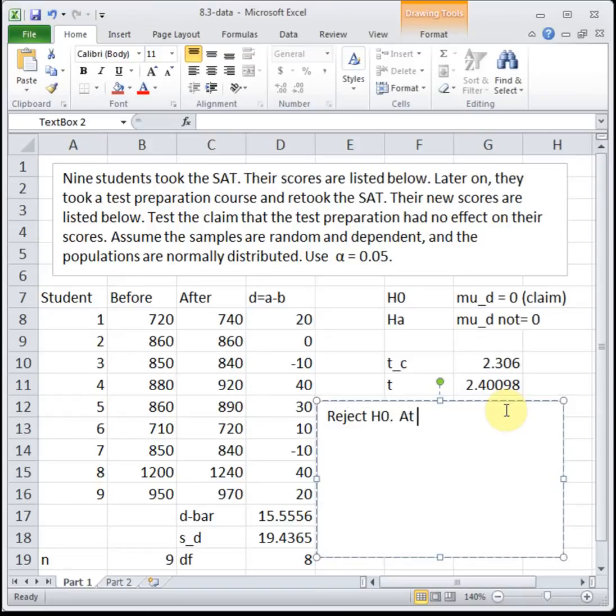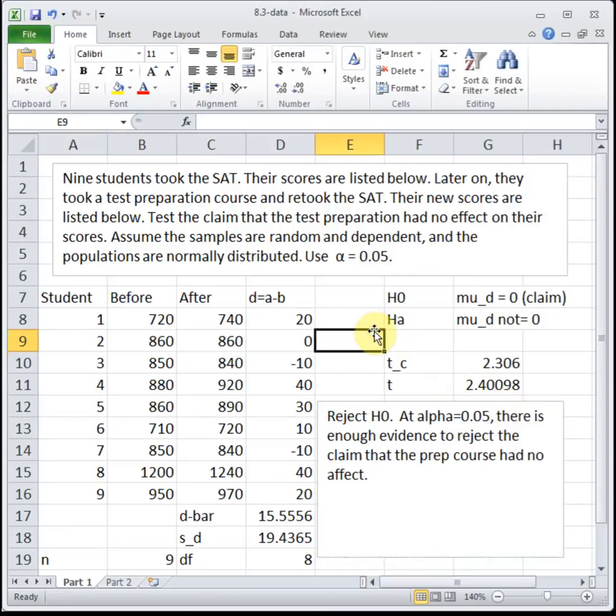So we say at alpha equaling 0.05, there is enough evidence to reject the claim that the prep course had no effect. So it does appear that this SAT prep course improves students' grades.